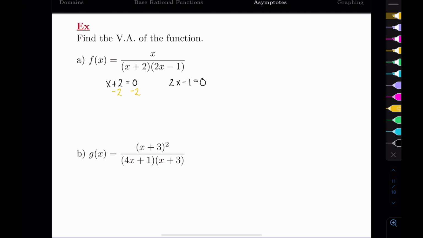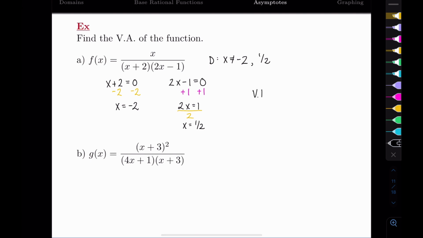The first one's easier to solve. We just have to subtract 2. So one of our problematic numbers is negative 2. When I think about the domain, x cannot equal negative 2, and this is also the equation of one of our vertical asymptotes. For the second one, we add 1 to both sides to give us 2x equals 1. Then we divide both sides by 2, so we get x equals a half. Again, this is excluded from our domain, and it is one of our vertical asymptotes as well.